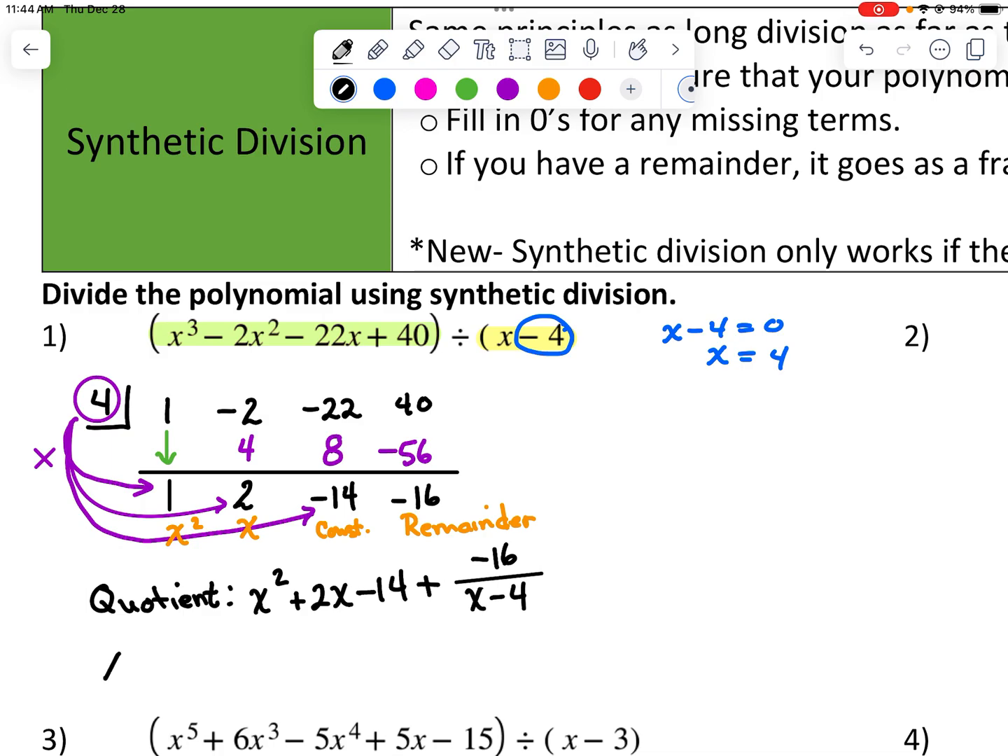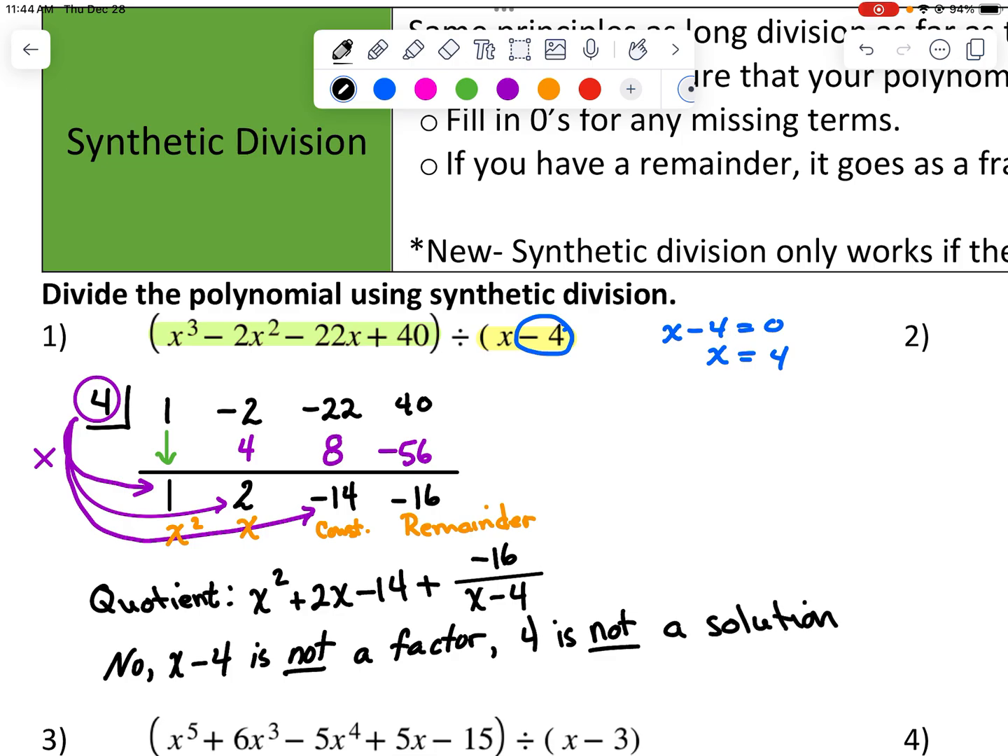And so, x minus 4 is not a factor. 4 is not a solution. However, the ordered pair for negative 16 is on the graph.